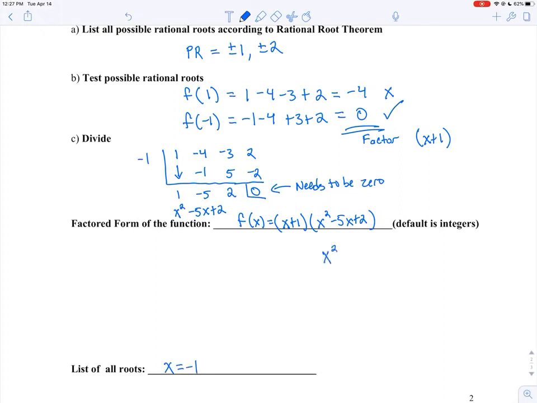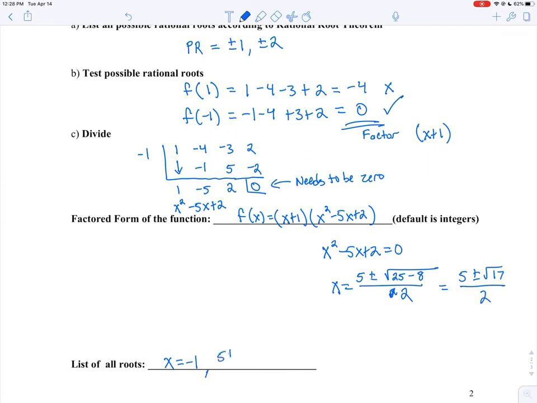So if we have x squared minus 5x plus 2, and we're trying to figure out the roots, what can we use? We can use our quadratic formula for that. So x equals 5 plus or minus the square root of b squared, so we got 25, minus 8, all over 2. So if we simplify this, we have 5 plus or minus rad 17 over 2. There's nothing that we can do with that, so that gives us our additional 2 roots.